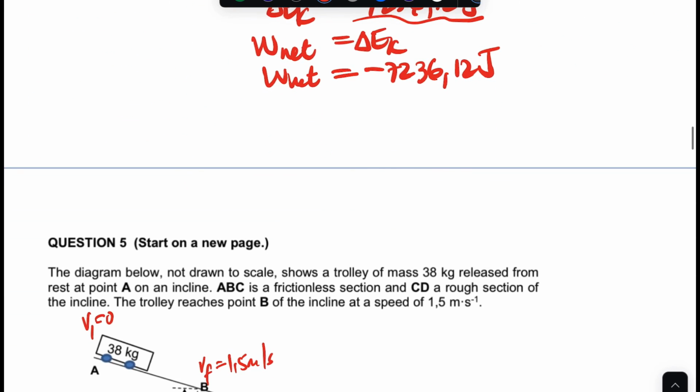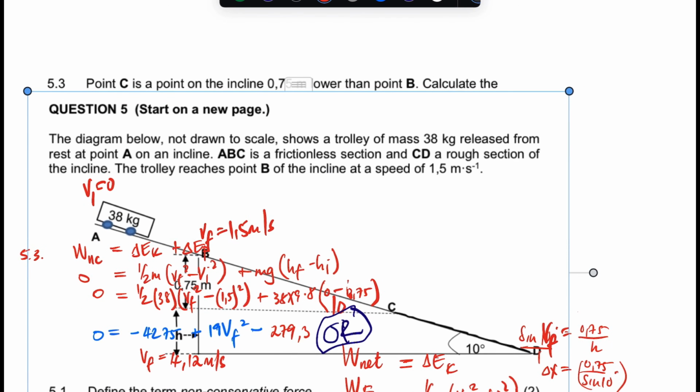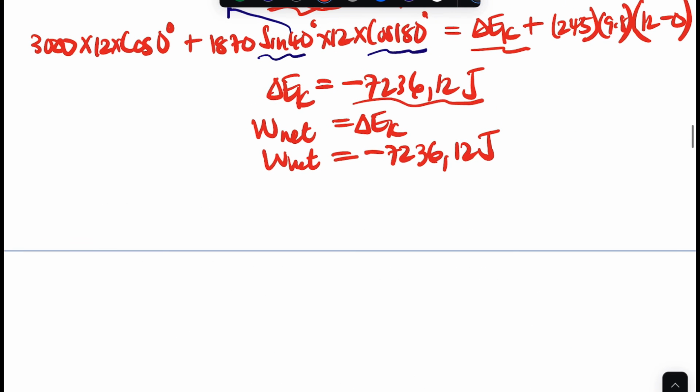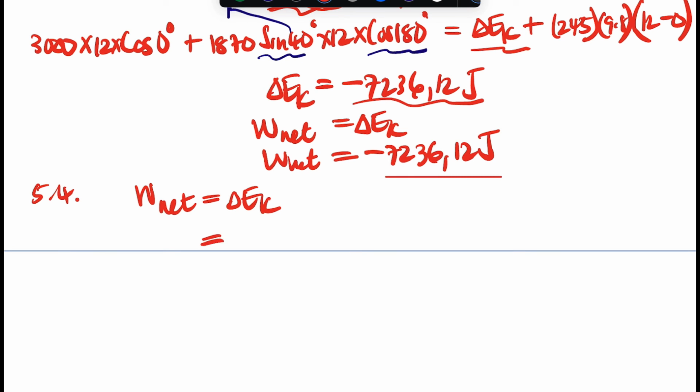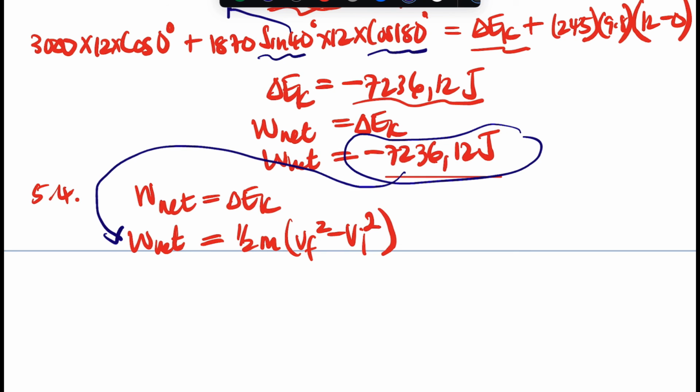Let me push this down. Okay, so it's 5.4, the last question. They said we should use the work energy theorem to calculate the velocity after it has risen. We already have the work net, so we just want the velocity. So we'll say half mv final squared minus half mv initial squared, and this is our work net. And then we'll just substitute the work net here.